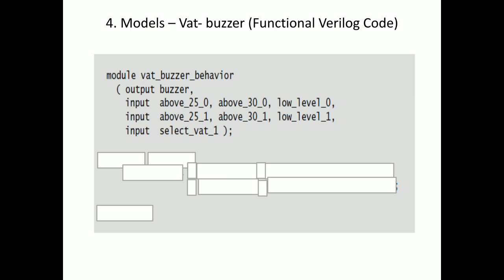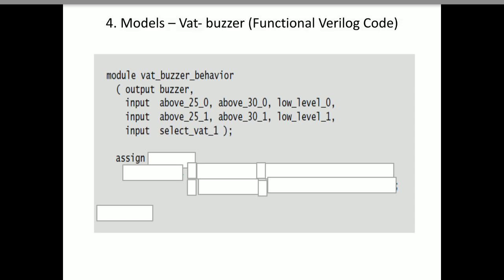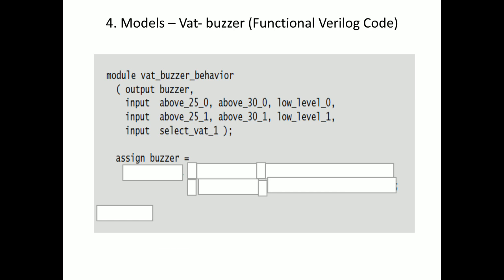We need to use assign, since this is a combinational circuit. Then the output name. What was the output? Buzzer equals, and we need to express the functionality. We need to write the equation. What was the circuit of the output? It was a multiplexer.